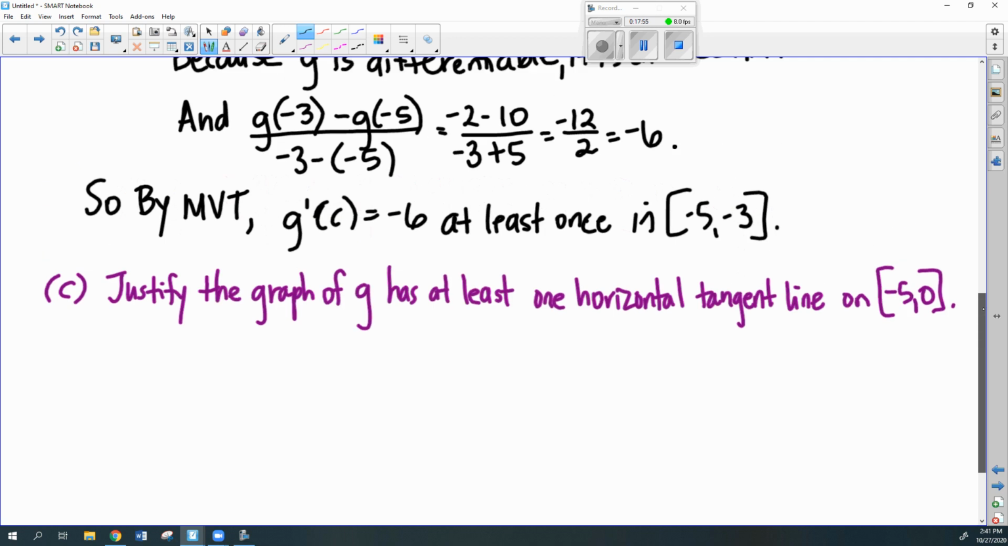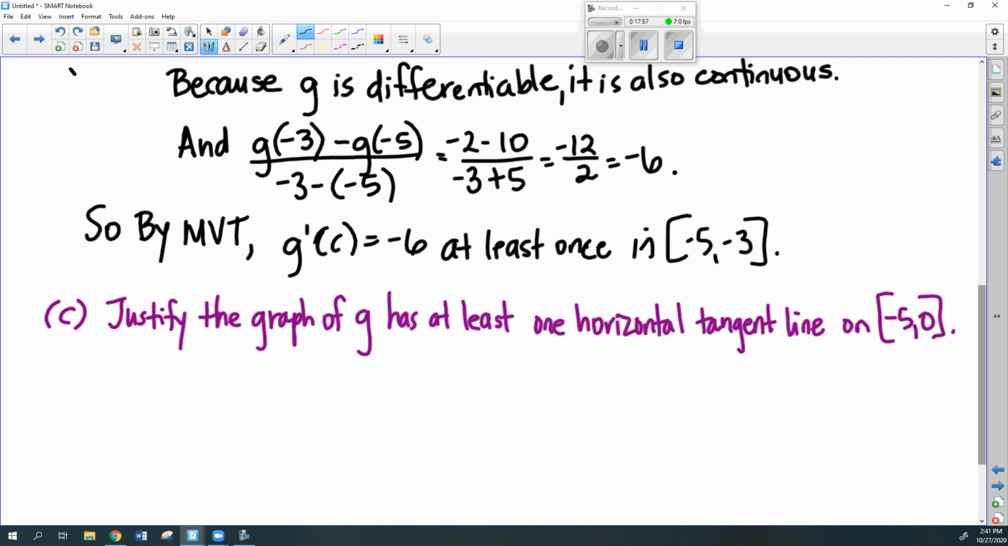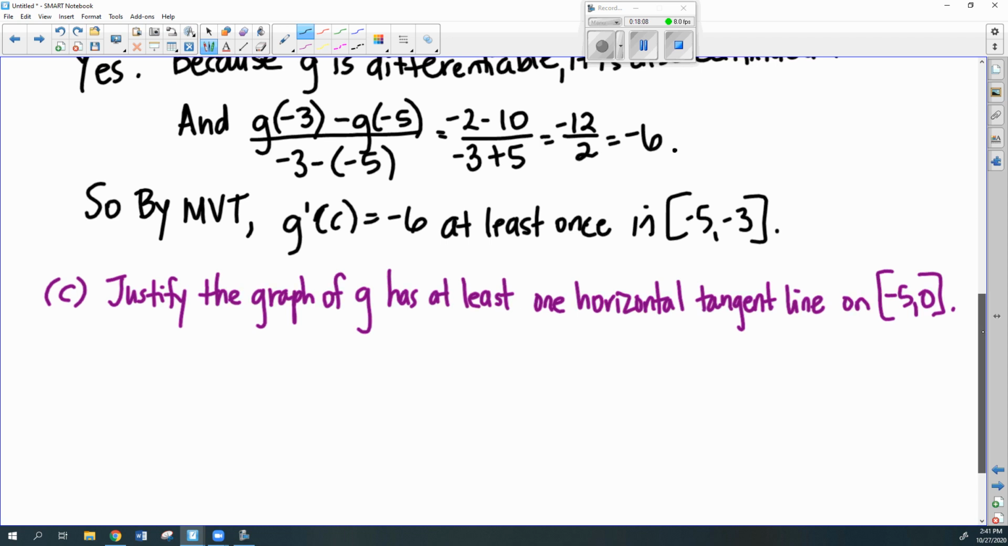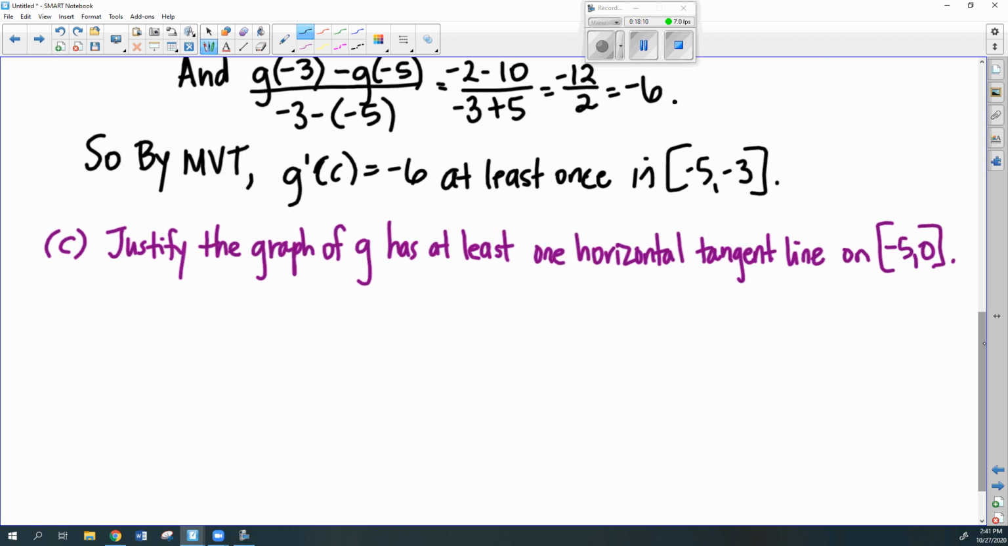Oh, I guess I better go do it. So we better go back and say yes, all right, because of all that stuff. All right, now I want you to justify that the graph of G has at least one horizontal tangent line, all right, on the interval from -5 to 0.